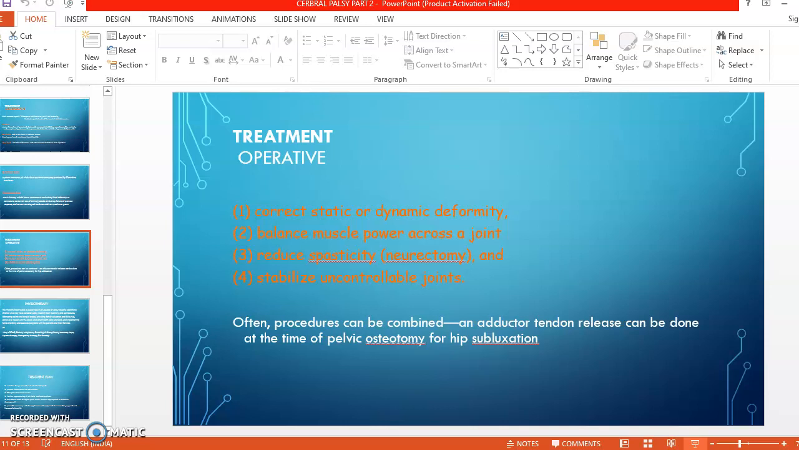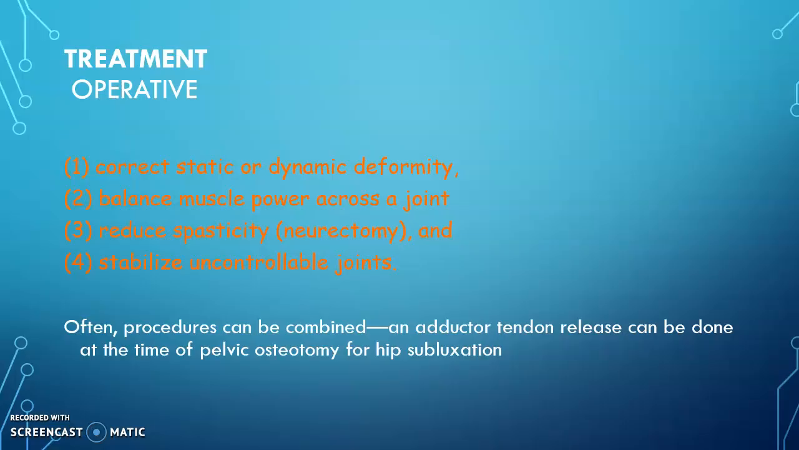So we have been discussing the treatment, which is operative treatment. The third point is reduction of spasticity through operation. It is neurectomy, but most of the time in cerebral palsy it is posterior rhizotomy. Then the fourth factor in the treatment is to stabilize uncontrollable joints. Sometimes after other deformity correction, the joints may become uncontrollable, so to stabilize them, operative procedures may be used.